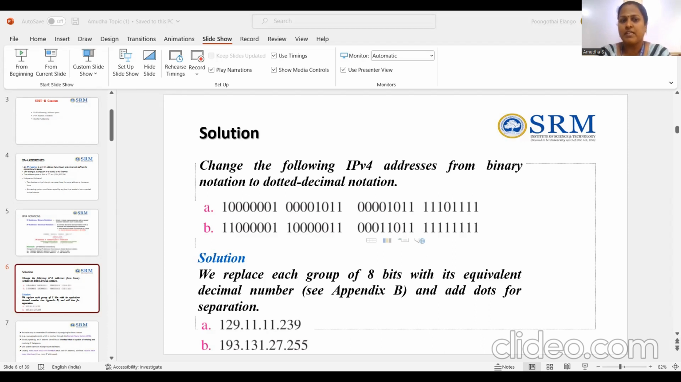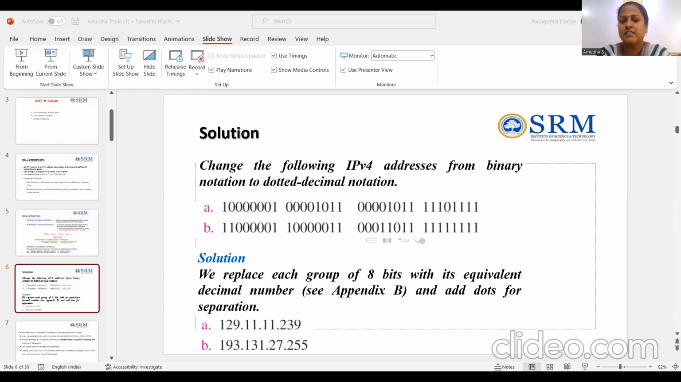Consider the fourth byte of data, 11101111. This is 128, this is the 64 bit, this is the 32 bit, and the 16 bit is 0, with the remaining 8, 4, 2, 1. All the enabled bits are summed, and finally you get the value 239. So for the given binary notation, the corresponding decimal representation is 129.11.11.239.